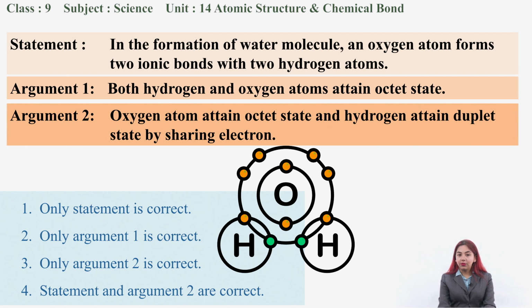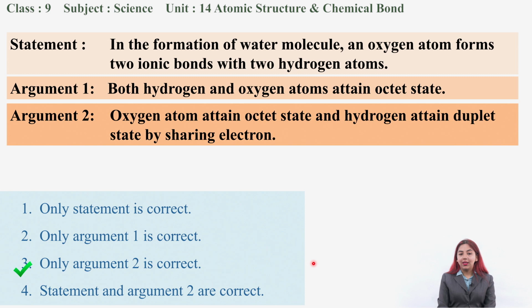Now the final argument. Oxygen atom attains octet state and hydrogen attains duplet state by sharing electrons. Is this true? Yes, it is true, because you can see here that the oxygen atom attains the octet state and the hydrogen atom attains the duplet state by sharing the outermost electrons present in its outermost orbit. So option 3 is correct, that is, only argument 2 is correct.